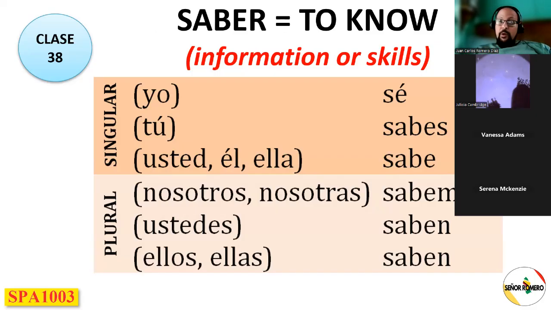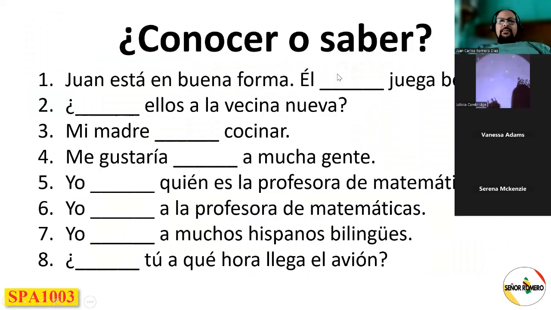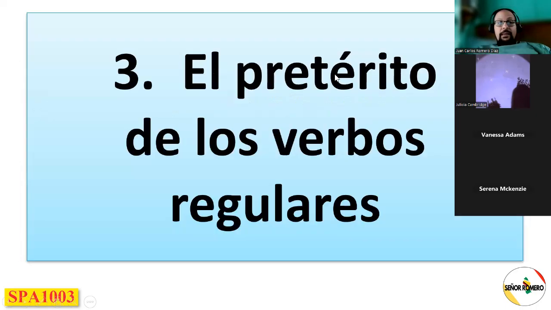Let me go back 2 slides. Remember that for the verb to know, we have 2 different verbs in Spanish. Conocer, when what you know is a person or a place, or saber, when what you know is things like information, skills, and so on. So, well, that's it about conocer and saber. Any question before I move to the last point of the class?